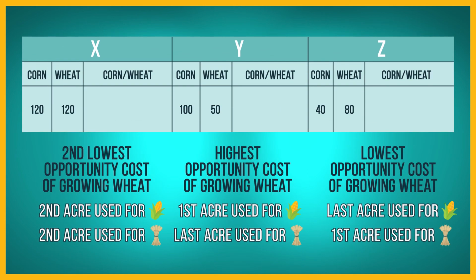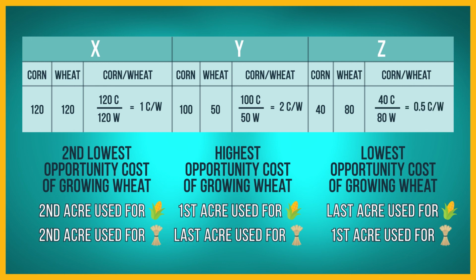The opportunity cost of growing 1 bushel of wheat on X is 1 bushel of corn, because 120 bushels of corn divided by 120 bushels of wheat equals 1 bushel of corn per bushel of wheat. The opportunity cost of growing 1 bushel of wheat on Y is 2 bushels of corn, because 100 bushels of corn divided by 50 bushels of wheat equals 2 bushels of corn per bushel of wheat. The opportunity cost of growing 1 bushel of wheat on Z is 1/2 bushel of corn, because 40 bushels of corn divided by 80 bushels of wheat equals 1/2 bushel of corn per bushel of wheat.